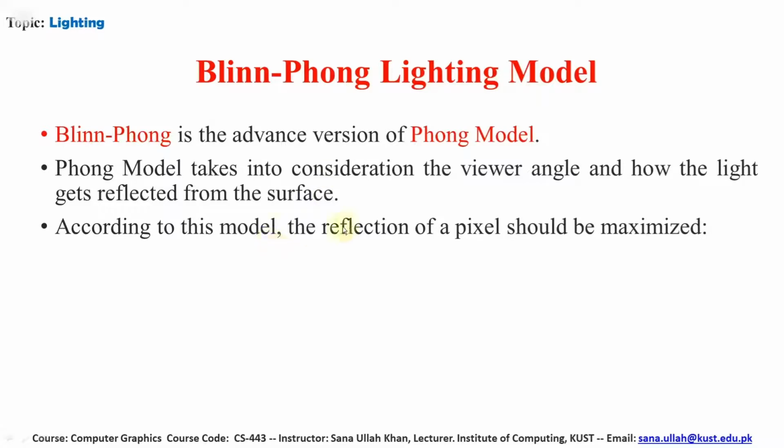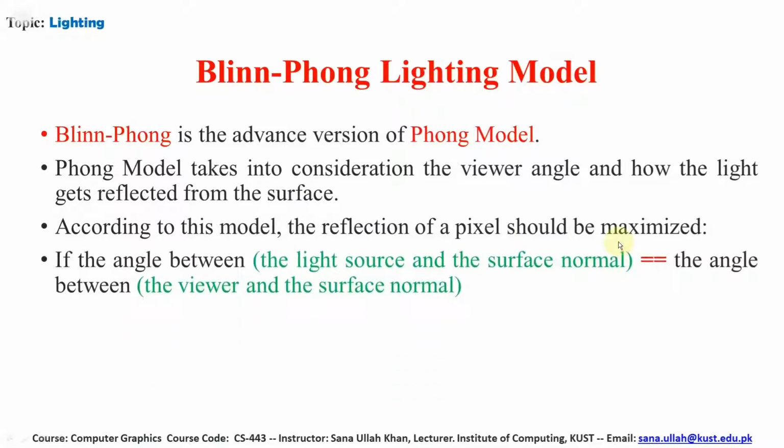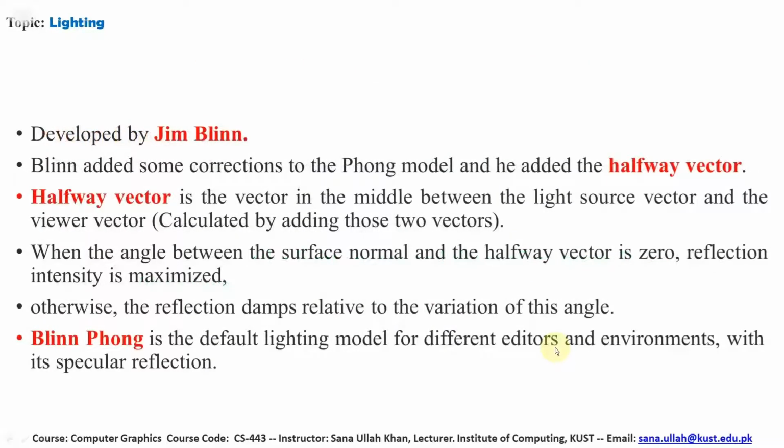According to this model, the reflection of a pixel should be maximized when the angle between the light source and the surface normal is equal to the angle between the viewer and the surface normal. So it's clear that the reflection of the pixel should be maximized when this condition is obeyed. The condition is: if the angle between the light source and the surface normal is equal to the angle between the viewer and the surface normal, then it will be maximized.